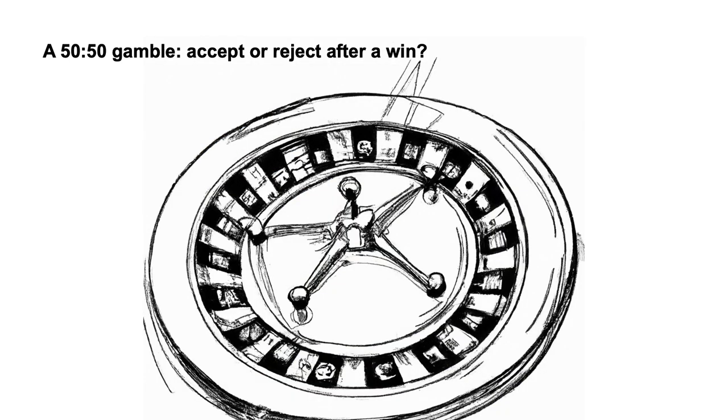Accept or reject after a win? Albie wins $10,000 at the casino. He feels good about his win, so his reference point remains at his wealth excluding the win. Would he take gamble A now?